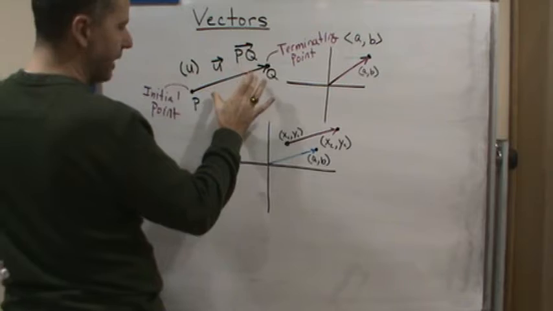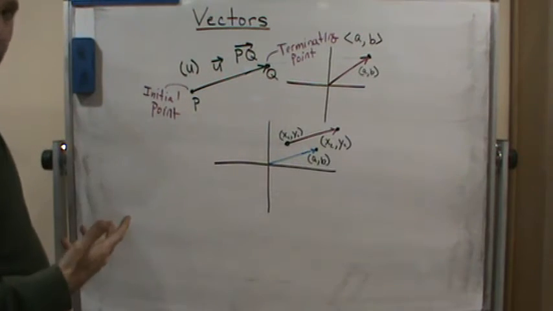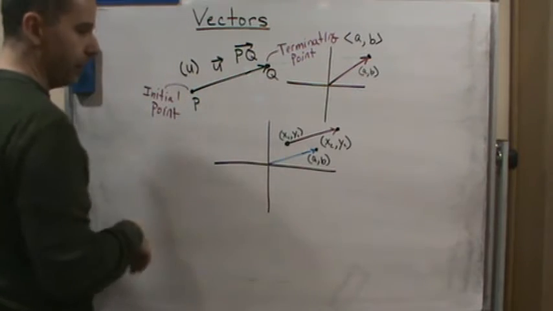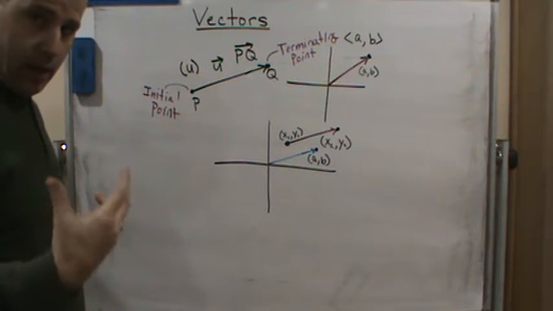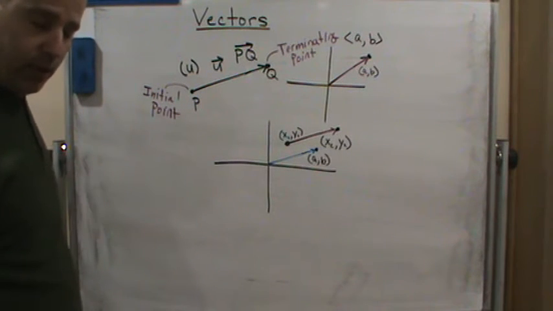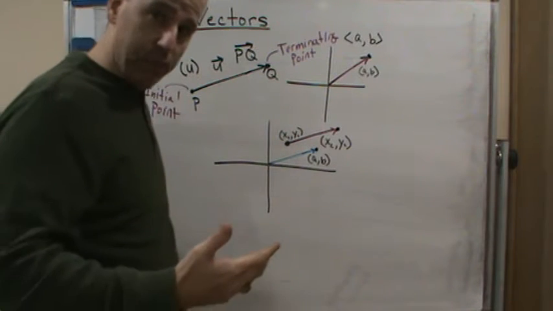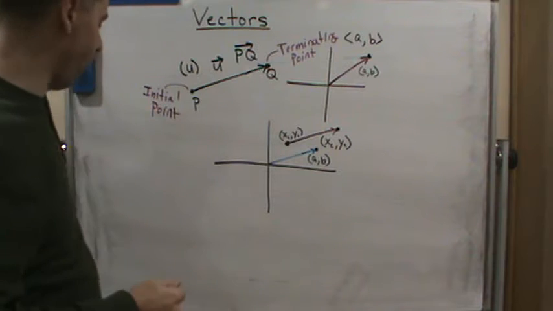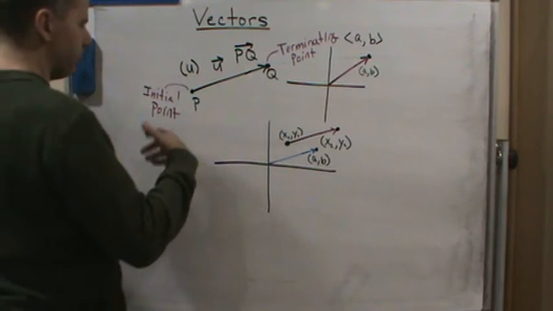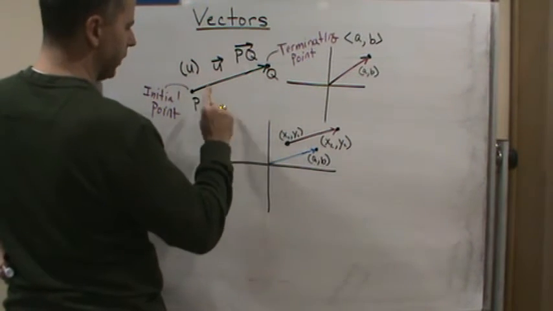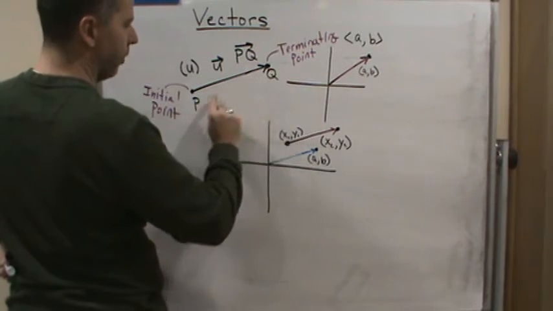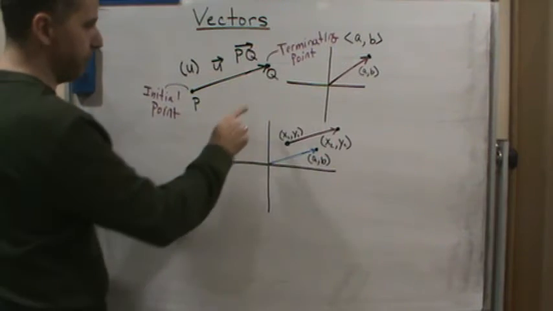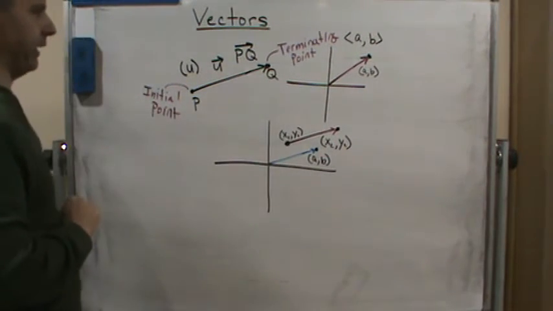So the magnitude is the size of the arrow, which means it's the length, right? So that's the magnitude. Now the magnitude has other connotations to it based on the context of the problem. It might represent a force, the magnitude of a force. So we have two things. We have magnitude, the size of the arrow, and the direction of the arrow, which is depicted by the arrow.